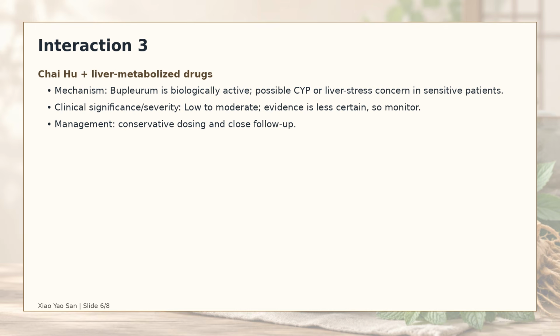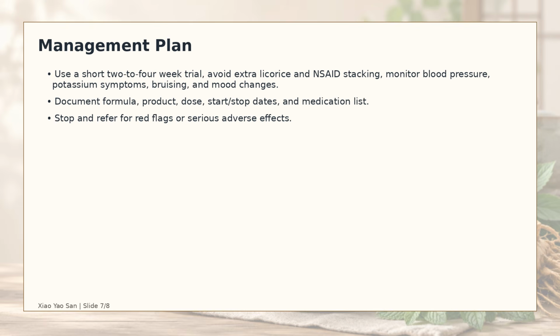Management plan. Use a short 2 to 4 week trial, avoid extra licorice and NSAID stacking, monitor blood pressure, potassium, symptoms, bruising, and mood changes. I would also document the formula, dose, product brand, start date, stop date, and all current medications. If red flags appear, the formula should be stopped, and the patient should contact the physician.